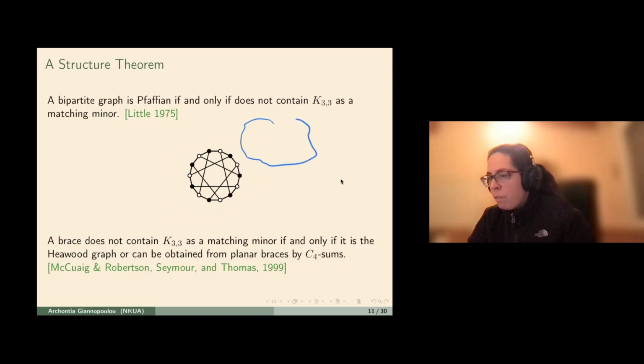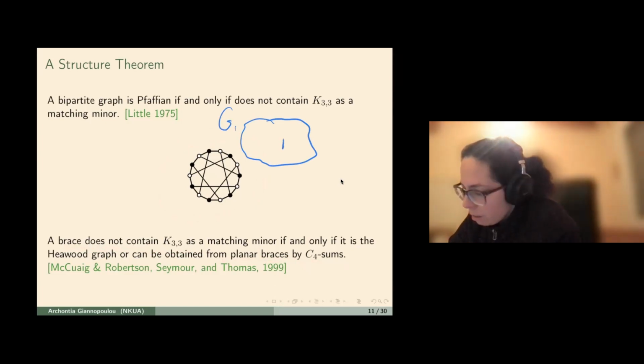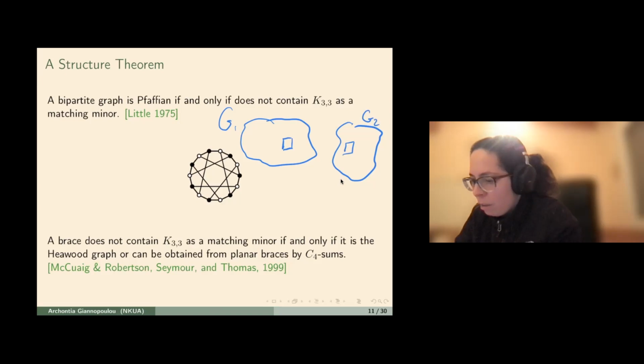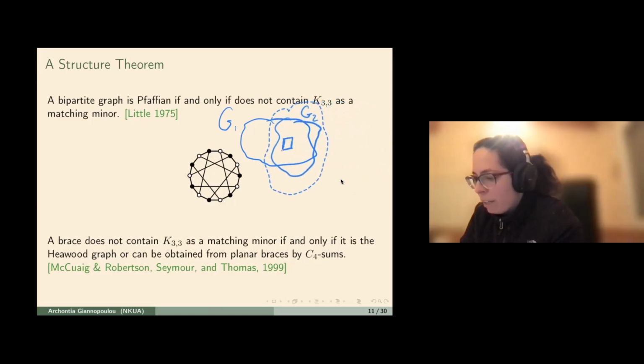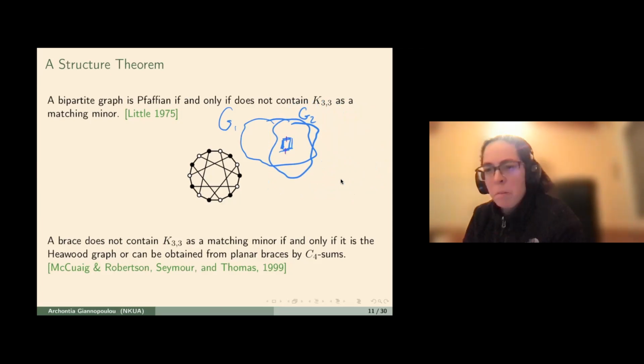Basically, if we have a graph G1 and this graph has a 4-cycle, and we have another graph G2, and this graph has another 4-cycle, what we do is that we can identify these 4-cycles and maybe remove some edges of the cycles, whichever ones we want to remove.